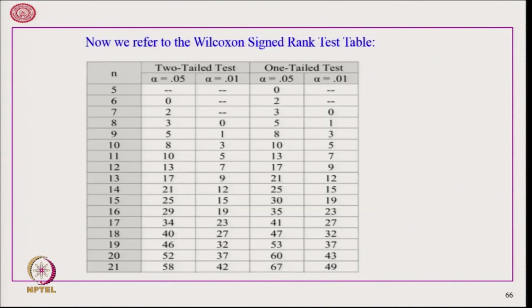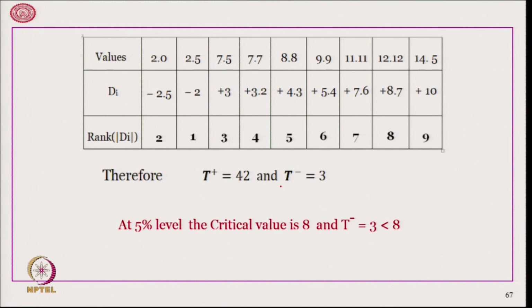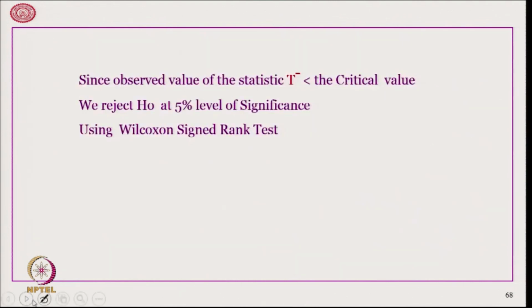Therefore, we look at this one-tailed test with n equal to 9, and here the critical value is given as 8 for alpha equal to 0.05. Our observed value of T minus was 3. Therefore, at the 5% level the critical value is 8, but T minus is less than that, and therefore what do we do? We have to reject the H naught at the 5% level of significance using the Wilcoxon signed rank test.